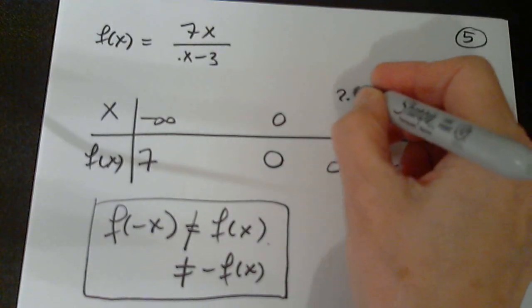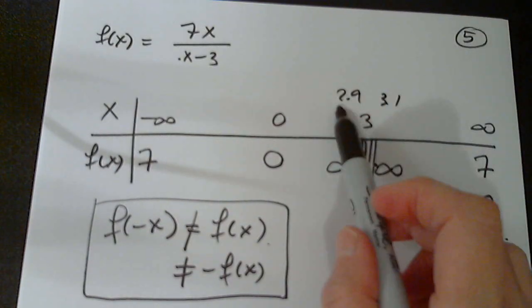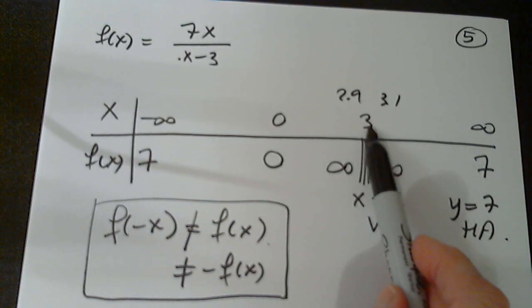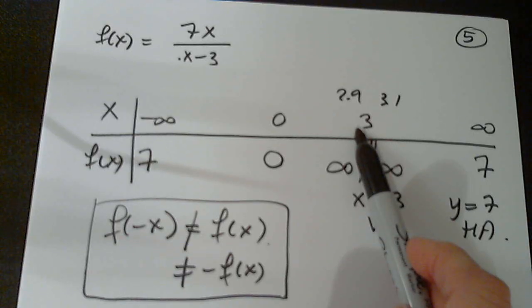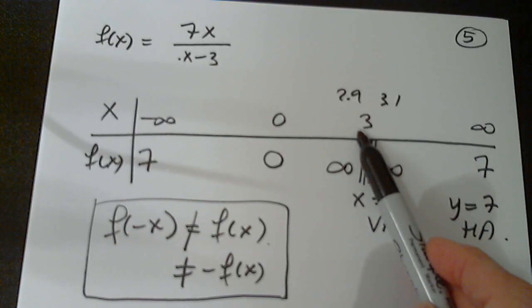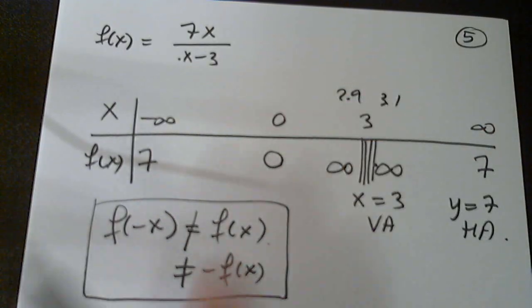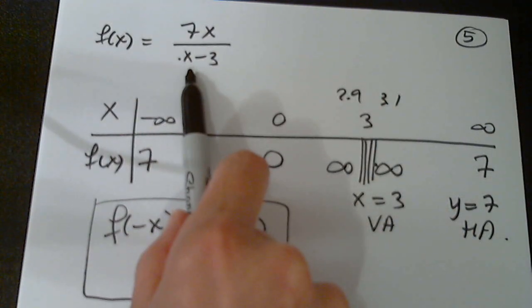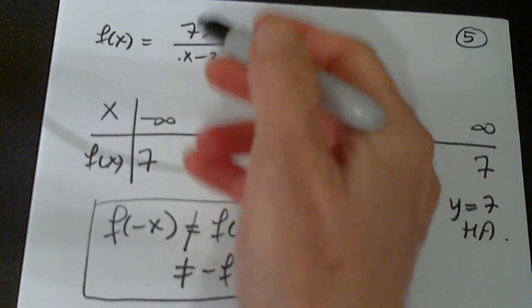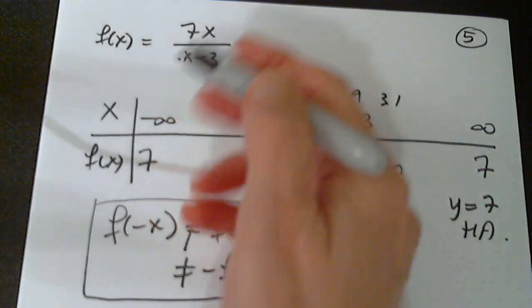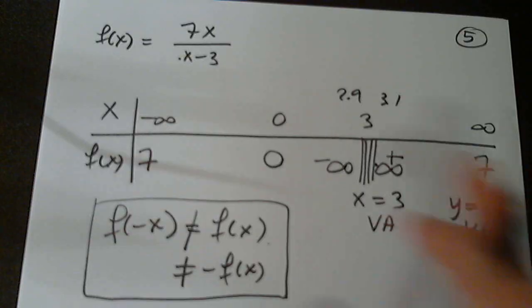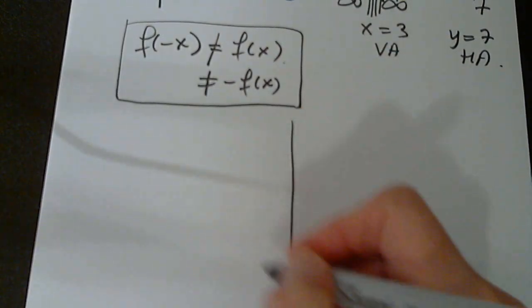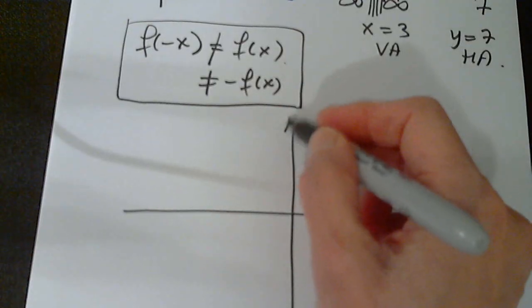I will plug in 2.9 and 3.1, numbers that are very close to 3, left and right of 3. 2.9 is quite close to 3, and 3.1 is quite close to 3, but they have to be on one side and also the other. When I plug in 2.9, the bottom is negative and the top is positive. When I plug in 3.1, both are positive. Done. I don't want you to stress over this. This is not something that should take more than a couple of minutes.